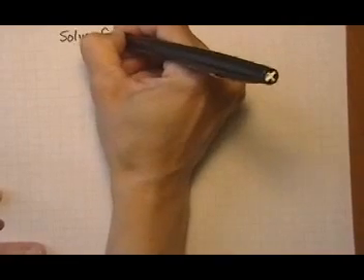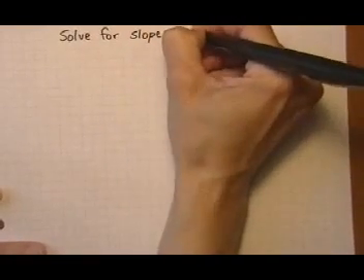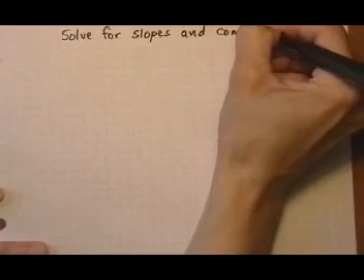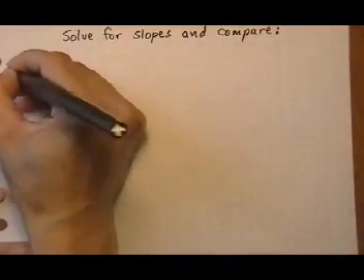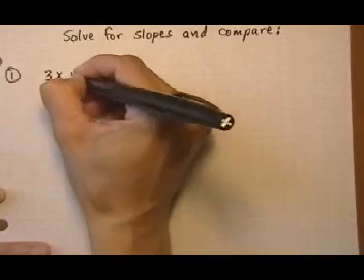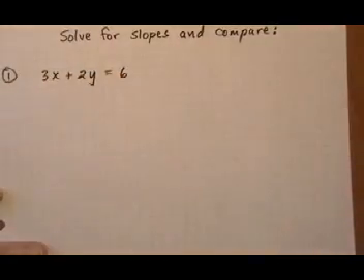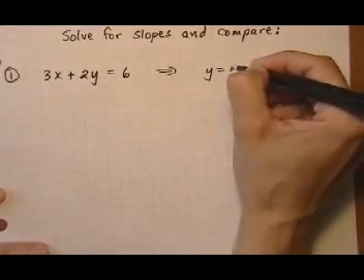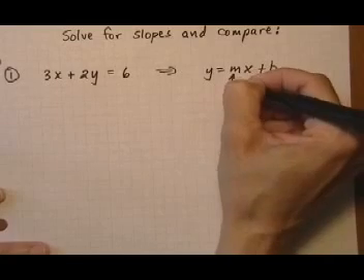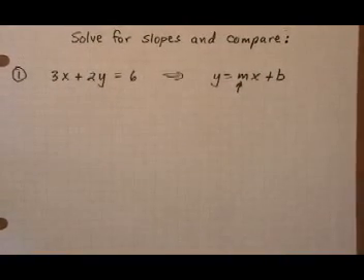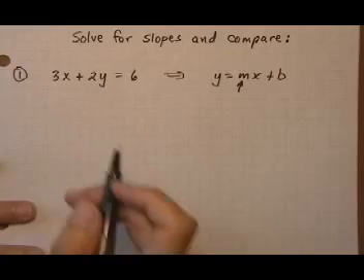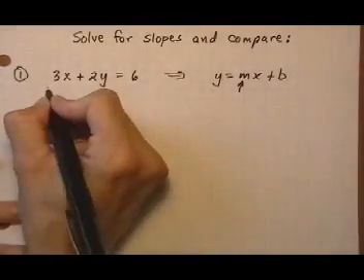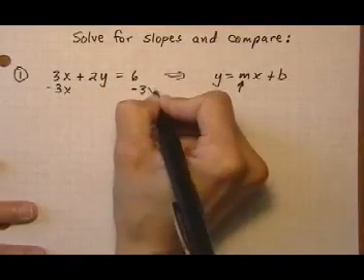So let's take a look at the two equations and solve for the slope in each one. Solve for slopes and compare the slopes. So for the first equation, we have 3x plus 2y equals 6. And remember, to solve for the slope, we want to get it into y equals mx plus b format. Slope-intercept form, and identify what is the slope. So that means we need to get y all alone on the left. So we need this 3x term to go away. Take away 3x on both sides.